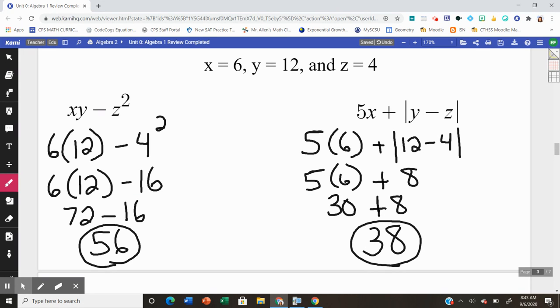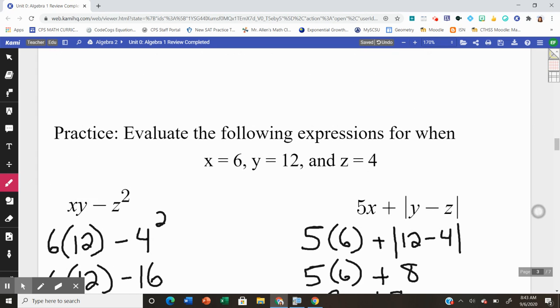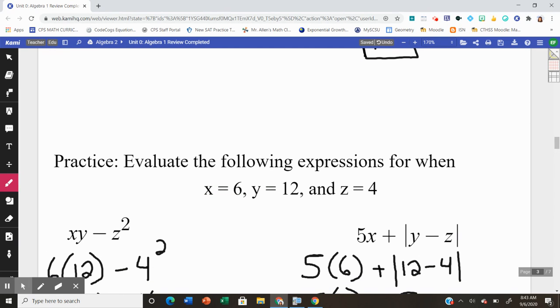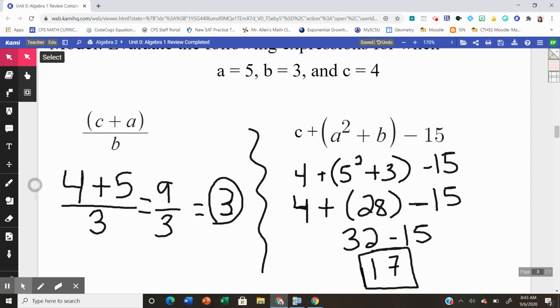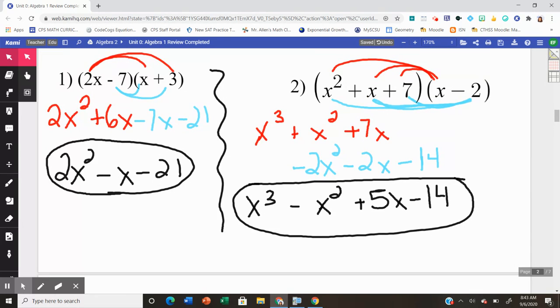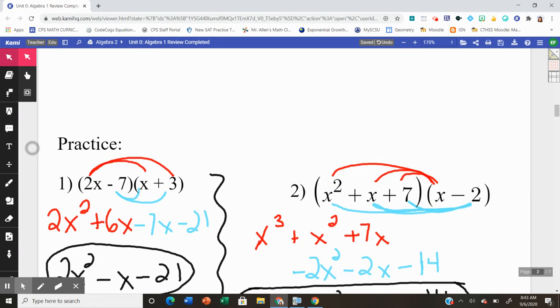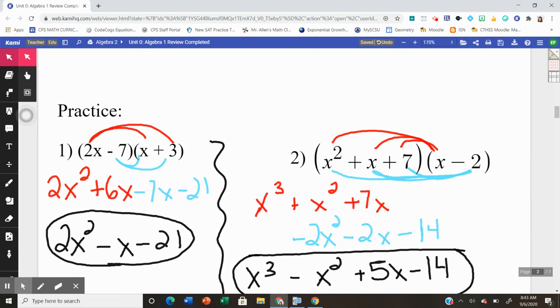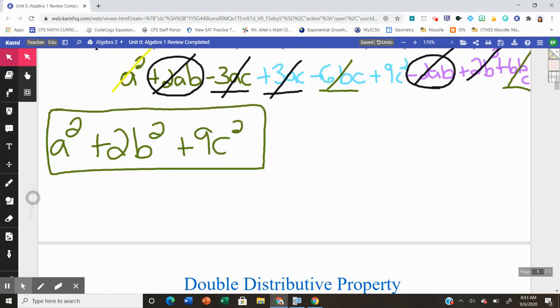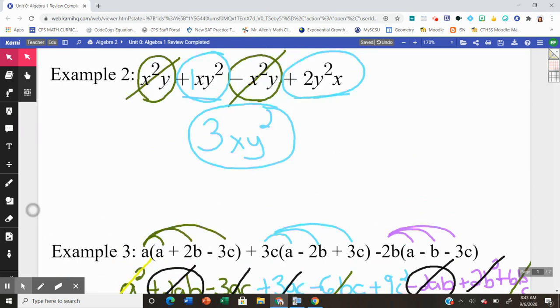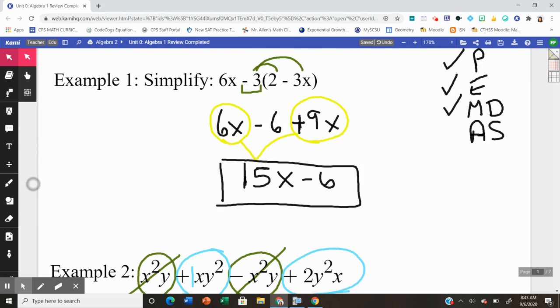All right, so that was our video on expressions. So make sure when it comes to expressions, you know how to evaluate an expression. You also, besides evaluating, you know how to use your distributive property, your double distributive property, right? You can do it multiple times, as in the second example there. And then the first ones is just remembering your order of operations and being able to combine your like terms.